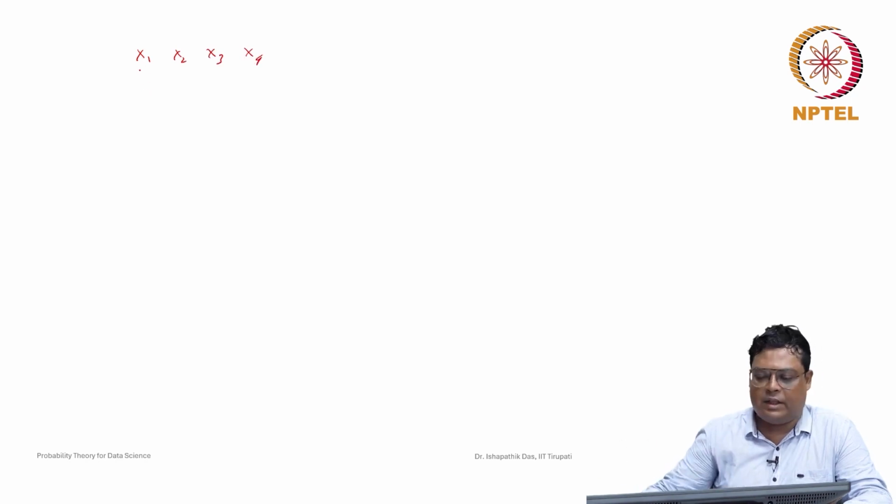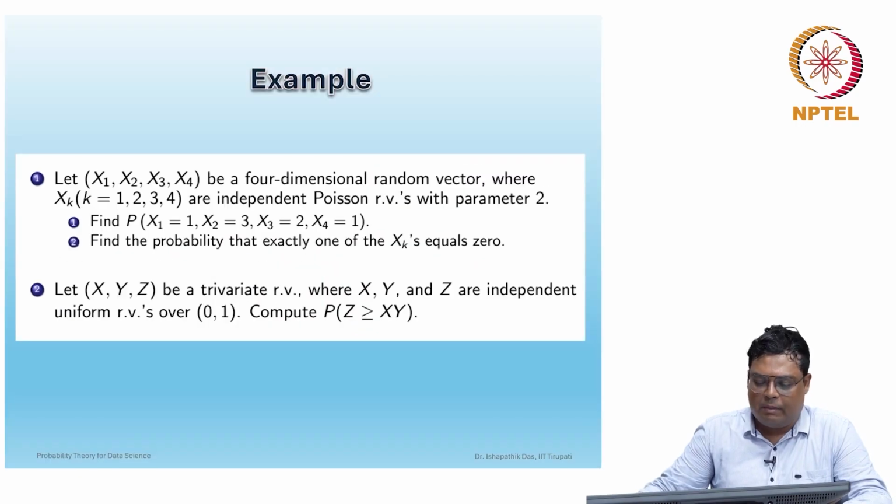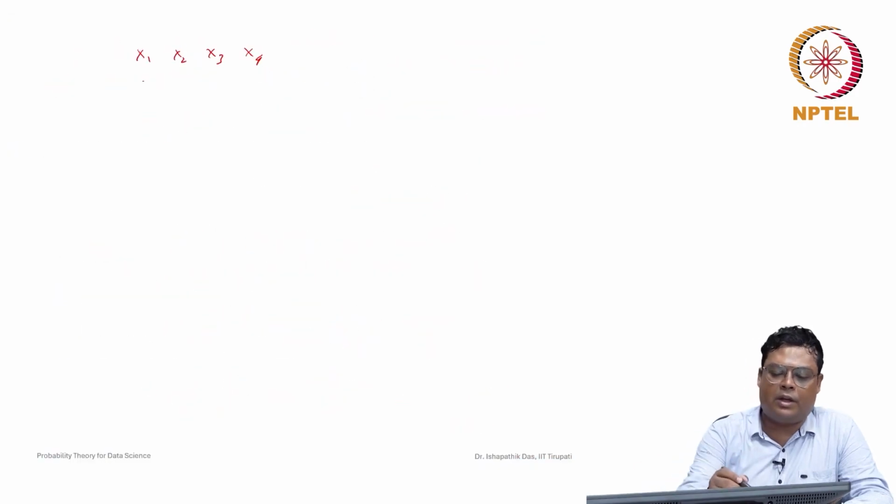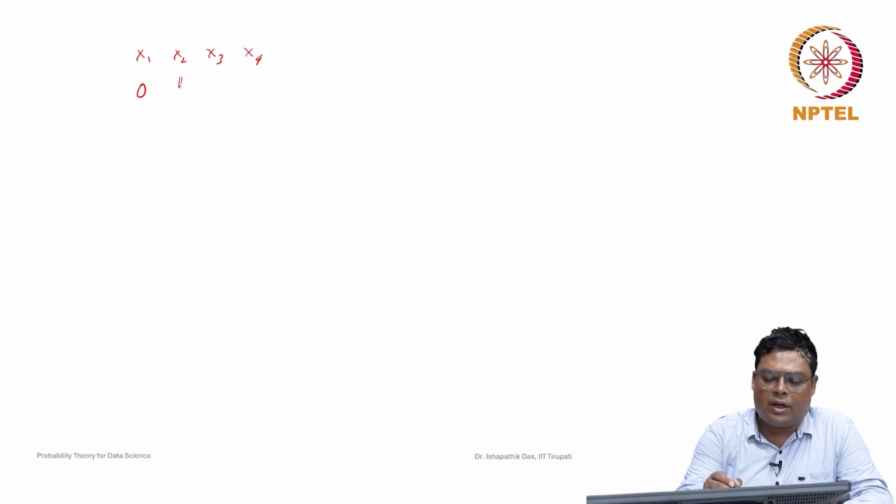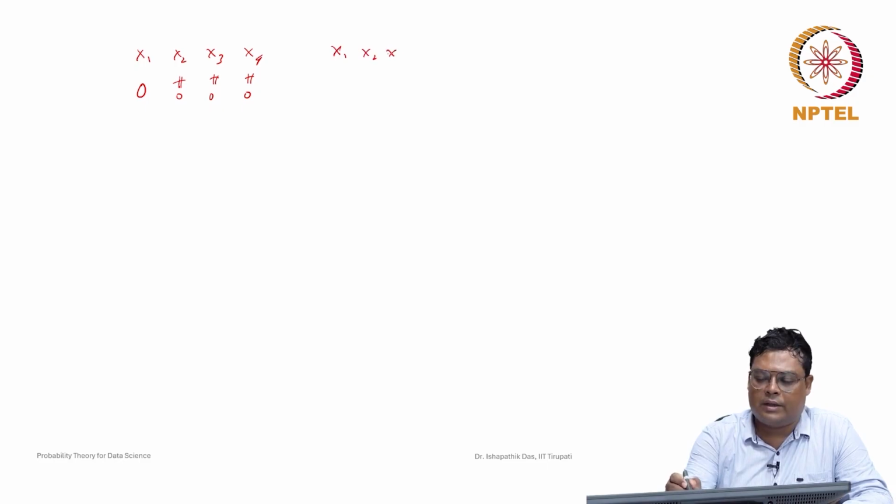So let us see this question again. It is asking to find the probability that exactly one of the xk is equal to 0. So one of the xk means it may be x1 is 0, then the others are not equal to 0. Similarly, other possibilities: x2 is exactly 0, but because it is asked that exactly one is 0, the others cannot be 0. So like this 4 possibilities will be there, because 4 random variables are there, and exactly one of the ith values will be 0.